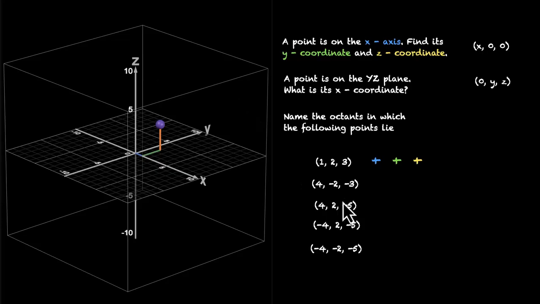Let's look at the next one. 4, minus 2, minus 3. So we move 4 units along the x-axis and then minus 2 along the y-axis. So we move back and then minus 3, which means we go to the basement. So minus 3. Which octant? 1, 2, 3, 4, 5, 6, 7, and 8. This is the 8th octant. Any point which has coordinates with these signs, positive, negative, negative, will be in the 8th octant.